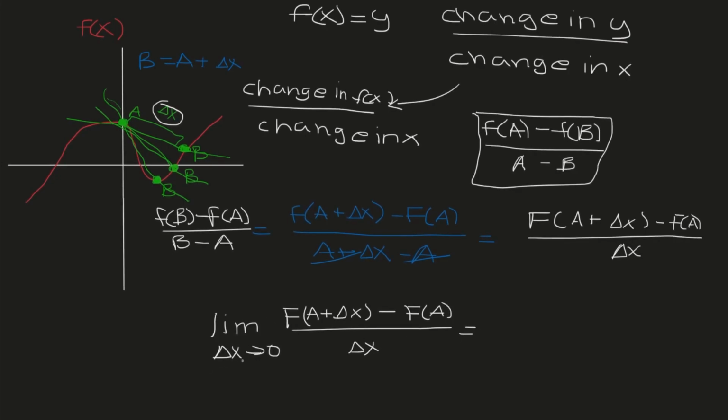Now, as delta x keeps getting smaller and smaller, so instead of b being at the bottom of that curve, let's say b becomes this, and then this, and then this, until eventually it's infinitely close to the point A. In that case, you would have 2 points that are infinitely close to each other, and with that, you can determine what's called the instantaneous rate of change of a function, or in other terms, the derivative. So all a derivative really is, is the instantaneous rate of change of any given function.